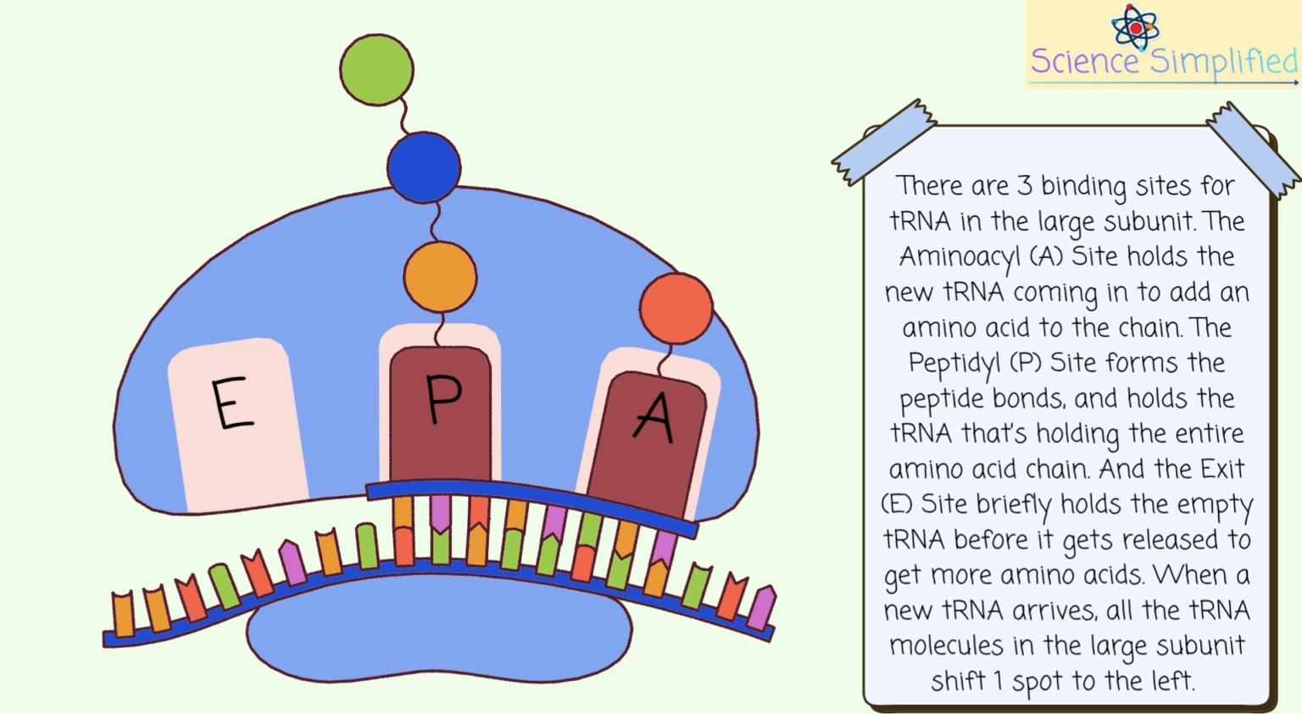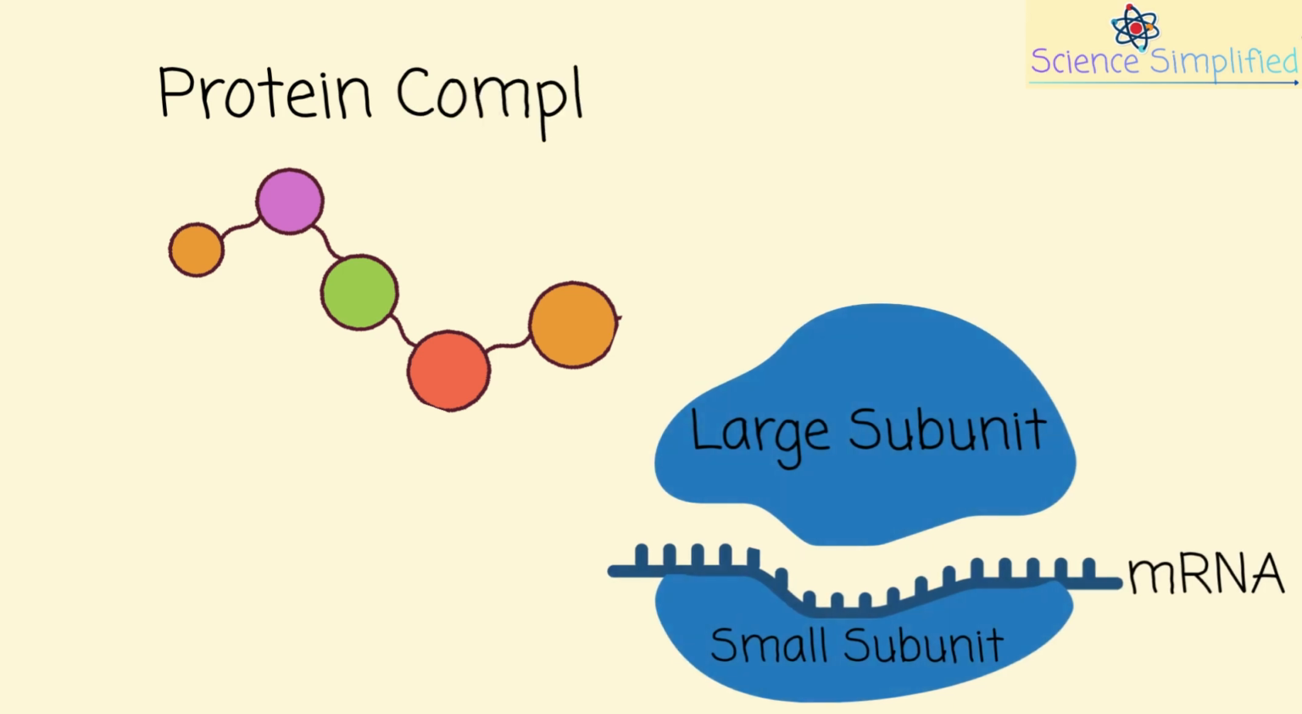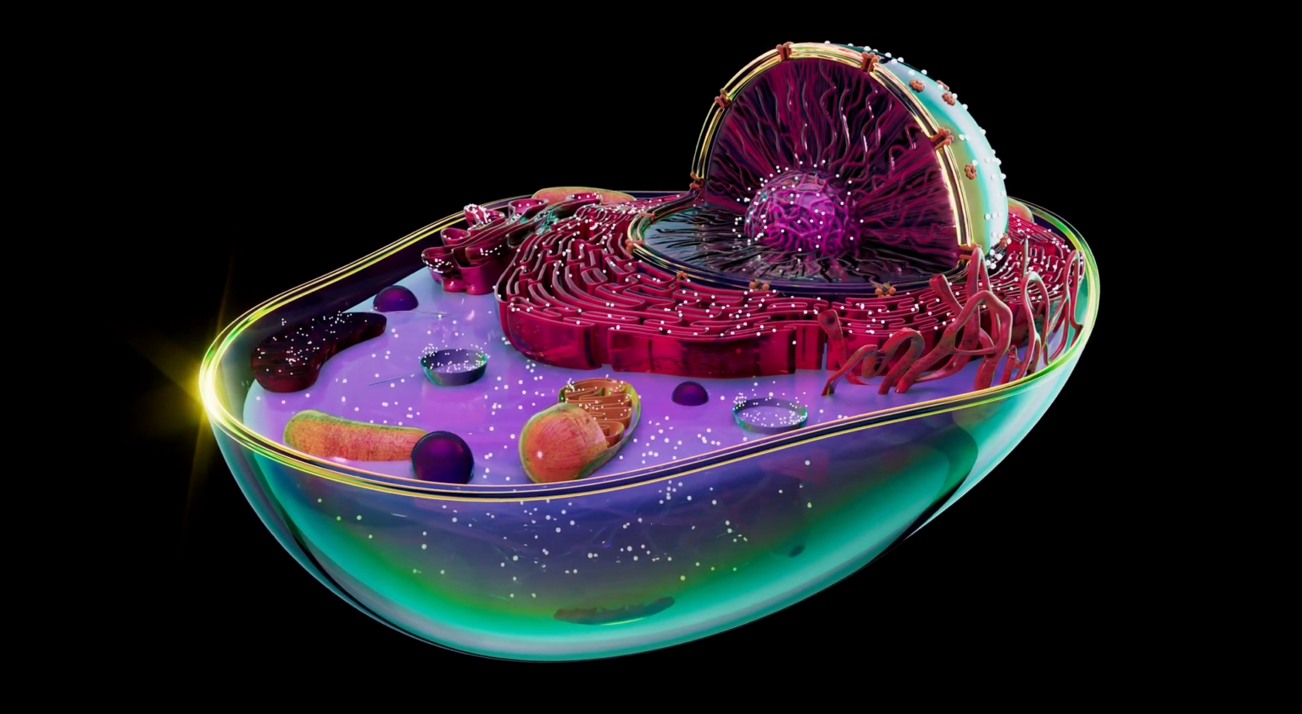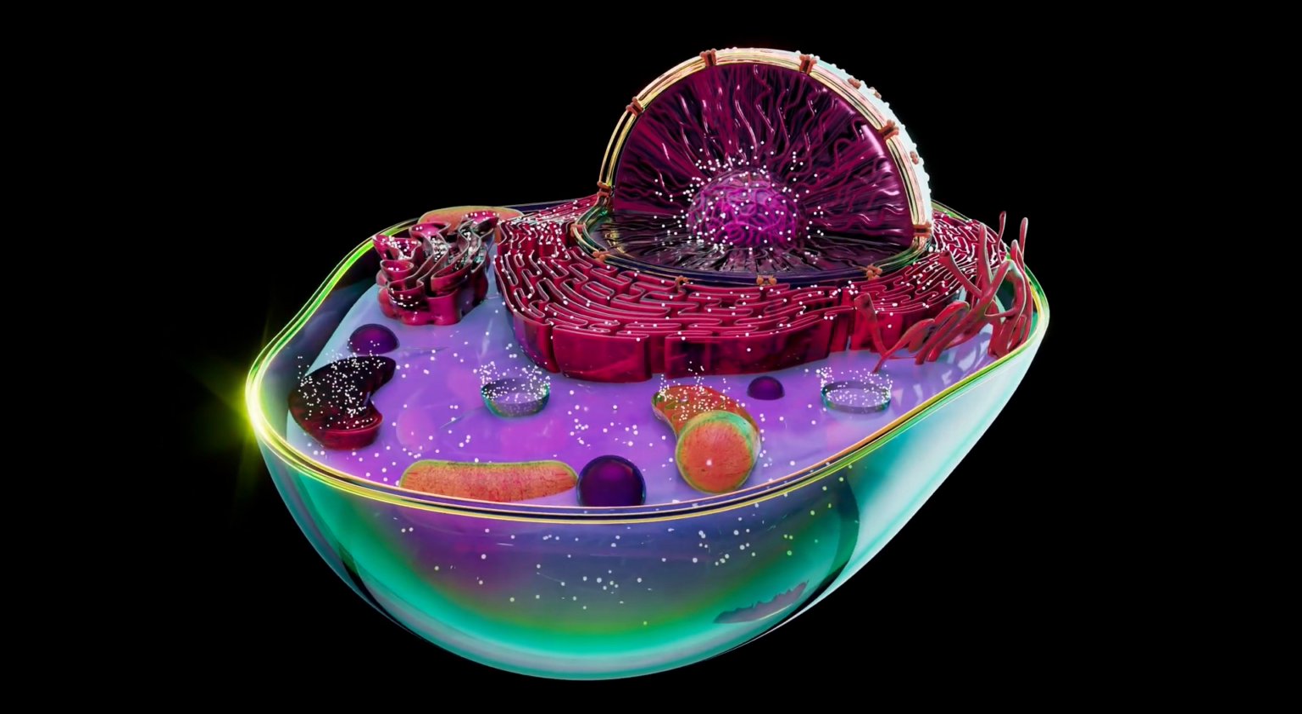And when the stop codon is reached on the mRNA sequence, that means that the protein is finished. Then that protein is released from the ribosomes and can go do its job in the cell or other part of the body.